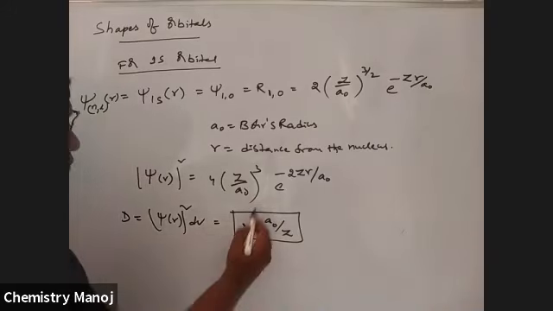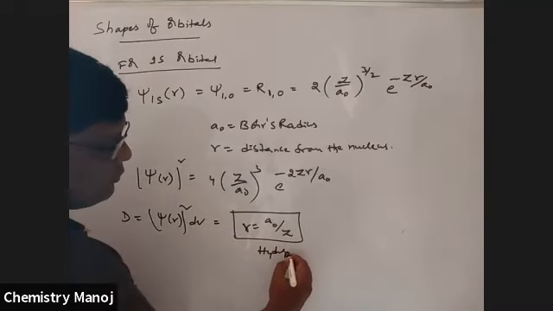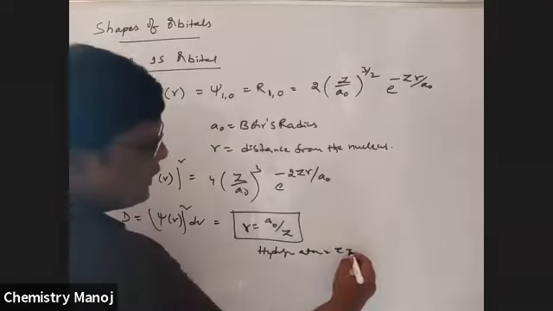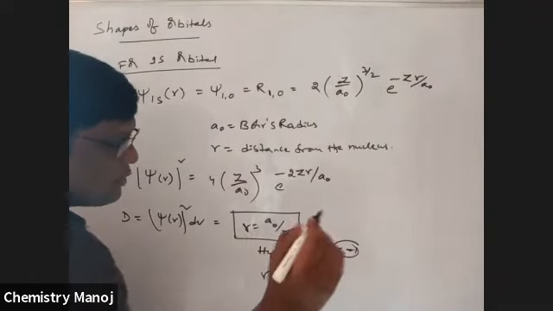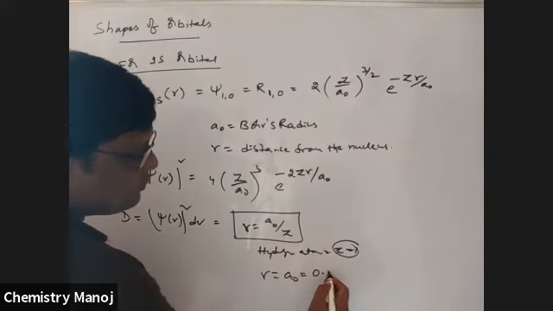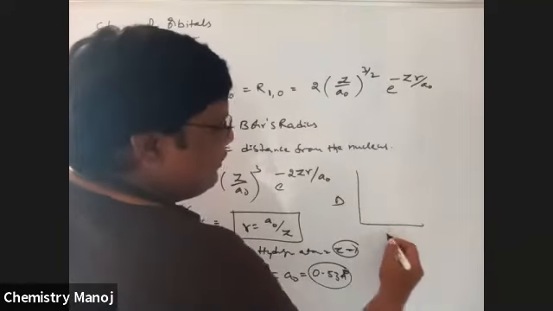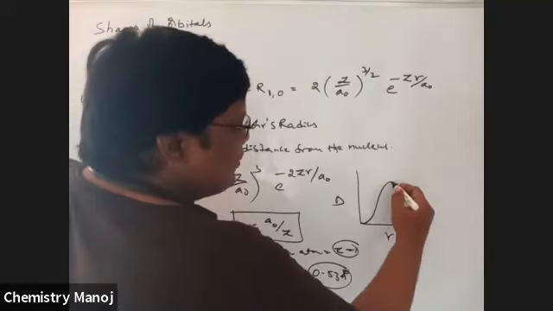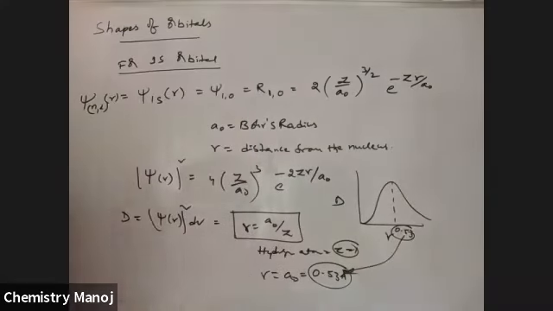R is equal to a naught by Z. For hydrogen atom, Z is equal to 1. Therefore, R maximum is equal to a naught. A naught is Bohr's radius, its value is 0.53. That's right. So in your graph, that is the D function with R, the maximum is available at 0.53 because of this reason, that psi square becomes 0.